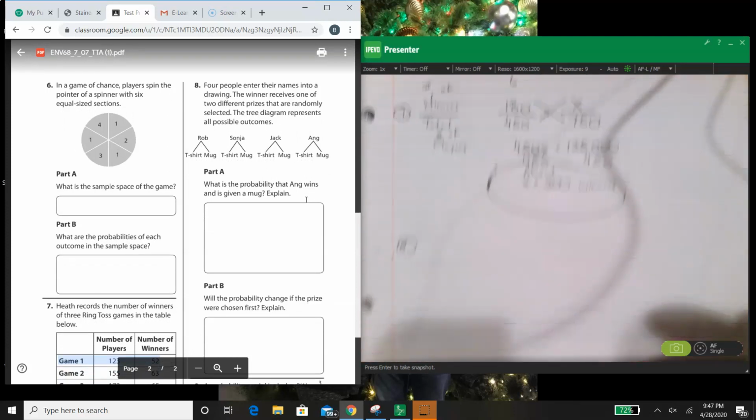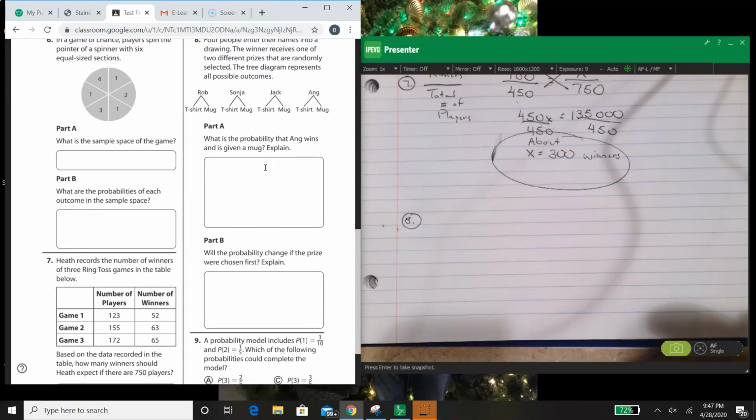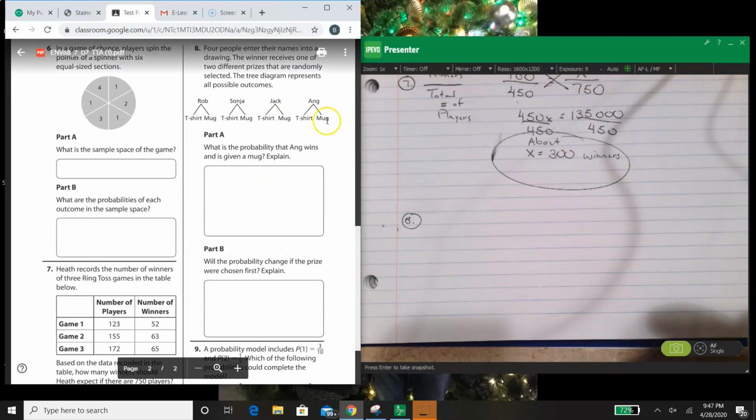So on number 8, it says here 4 people entered their names into a drawing. The winner receives one of 2 different prizes that are randomly selected. The tree diagram represents all possible outcomes. So it looks like the 4 people that played were Rob, Sonia, Jack, and just says A and G. Not really sure how to say that. I guess we'll call that one Angie maybe. And their prizes then were a t-shirt or a mug.